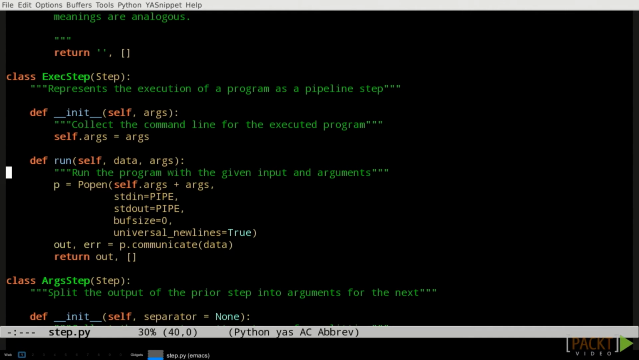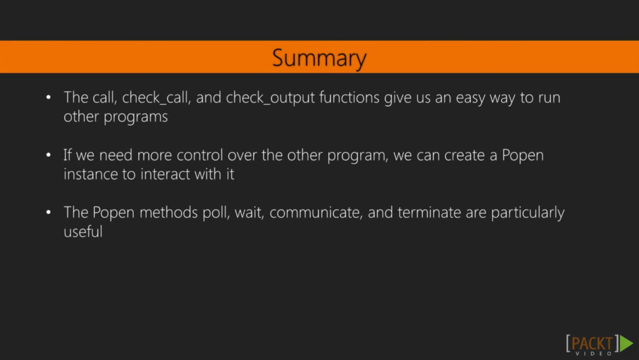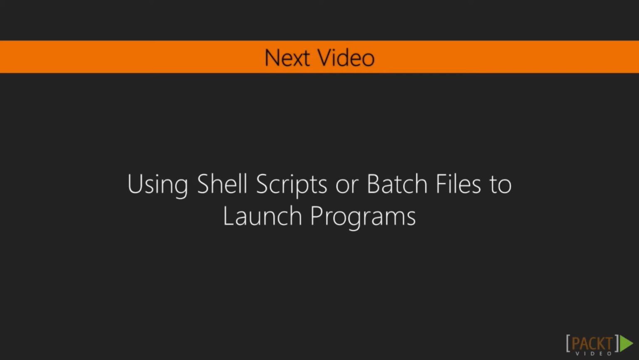We've got our example program working, so the call and check_output functions of the subprocess module give us an easy way to run other programs. If we need more control over the other program, we can create a Popen instance to interact with it. The Popen methods poll, wait, communicate, and terminate are particularly useful. So we're going to move on to the next topic of this section, setting up a shell script or batch file to launch the program.